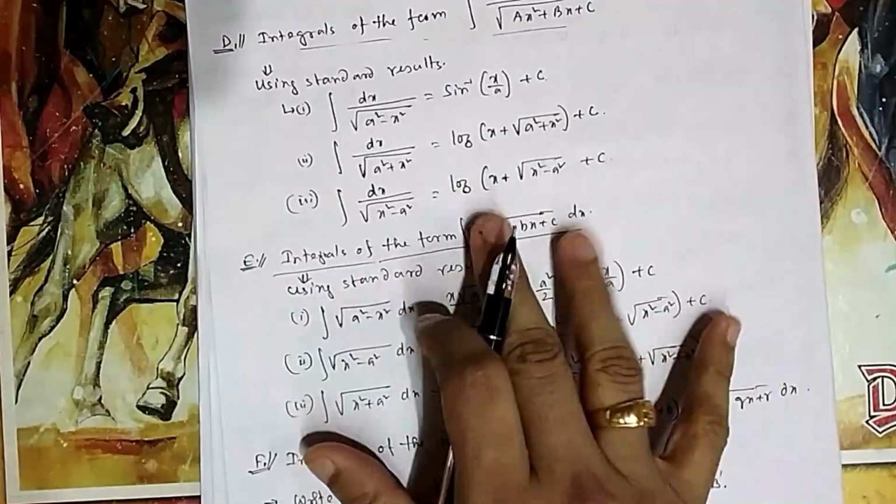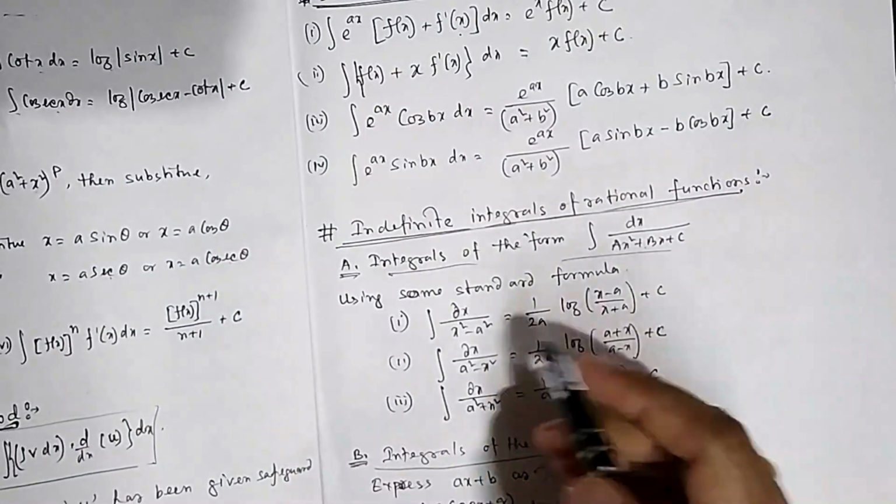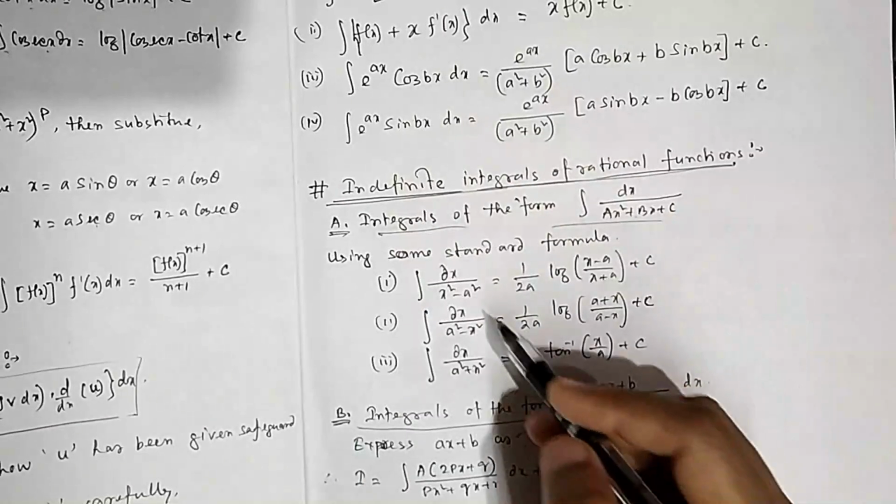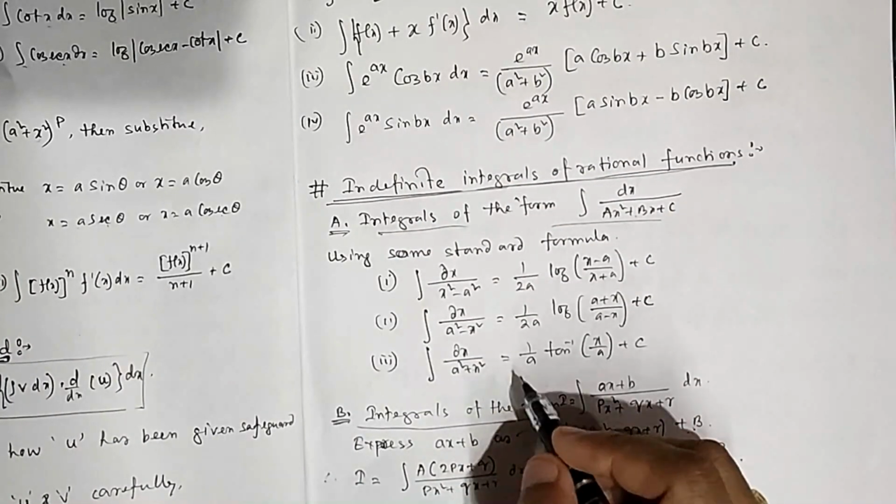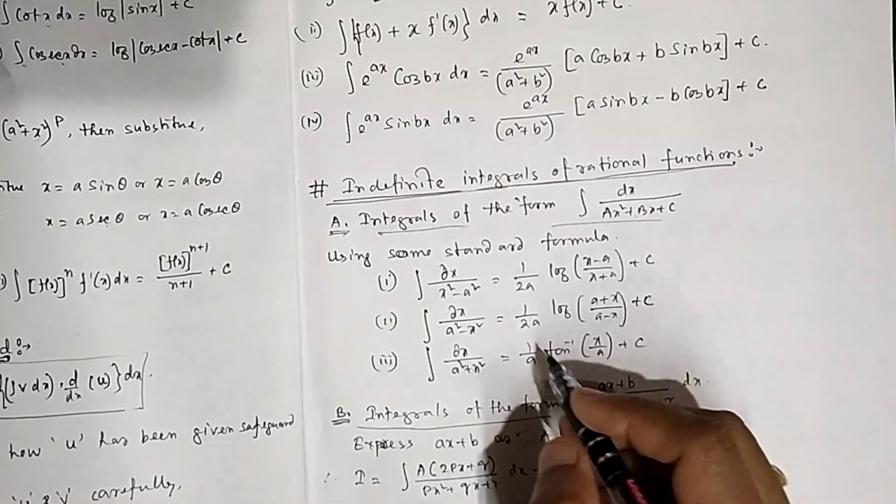Always remember, if there is a square minus x square in the root, then the answer is always sin inverse of x by a. If it is a square minus x square, not in root, if it is in root. If it is not in root, you see 1 by x square plus a square, what is the answer? It is tan inverse x.